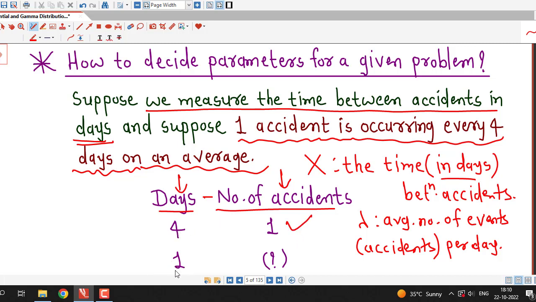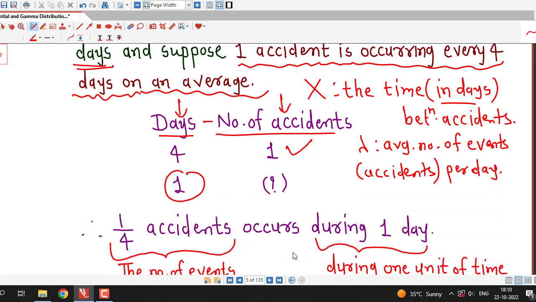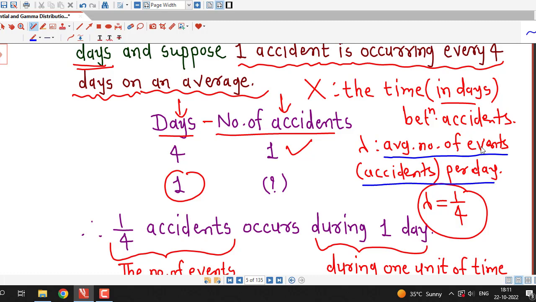So if we are interested in the number of accidents in one day, then how many? That means there are 1/4 accidents occurring during one day. Therefore lambda for this example will be equal to 1/4. So be careful, you have to decide what lambda and alpha are for your problem. Always remember, lambda is the average number of events, or for this problem the average number of accidents per day.